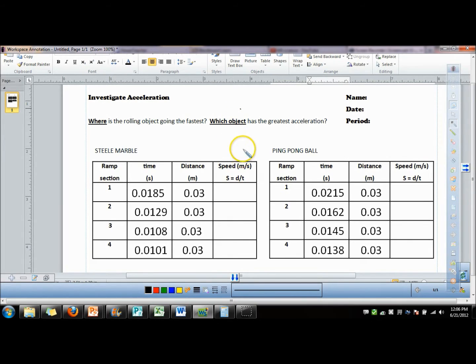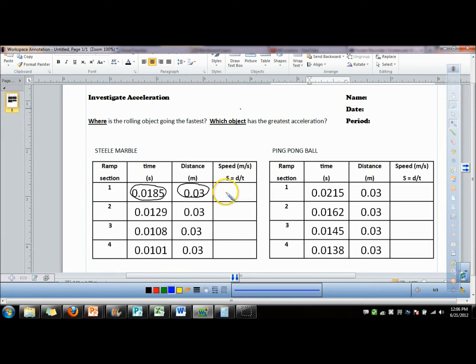So if you think back to calculating speed, we know that speed equals distance divided by time. So what we're going to be doing is taking our distance and divide it by the time it took for each ball to roll that distance. Now, remember, this distance is just the distance between the two laser beams. So between those two parts of the photo gate where I originally measured, that's this distance that I'm talking about here.